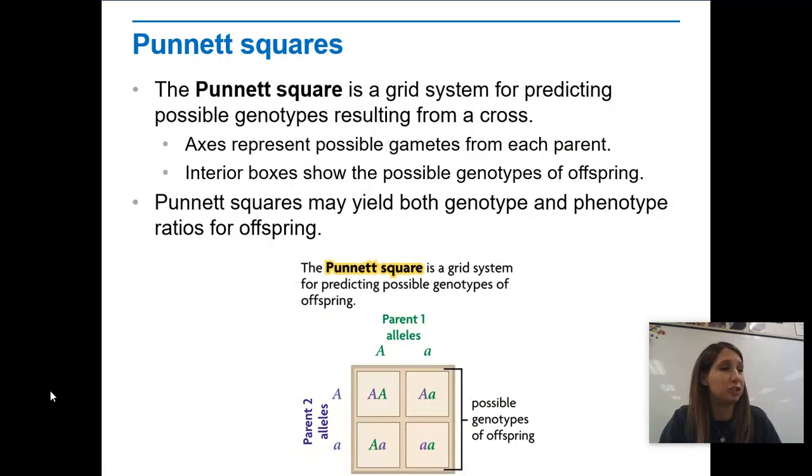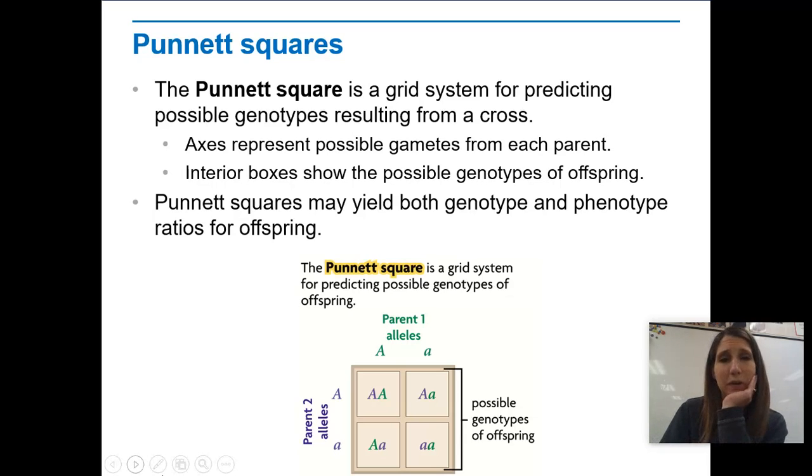Okay, so moving on to Punnett squares, and I just have a few slides left in this section of notes, and then we'll do the Punnett square screencast. So a Punnett square is a grid system for predicting possible genotypes and then phenotypes resulting from a cross. Punnett is capitalized because it's named after the man that created it. His name was Sir Reginald Punnett, which is kind of a weird and goofy name, but that's where it came from. And so essentially what we're doing is we're trying to represent the likelihood of inheriting specific traits.